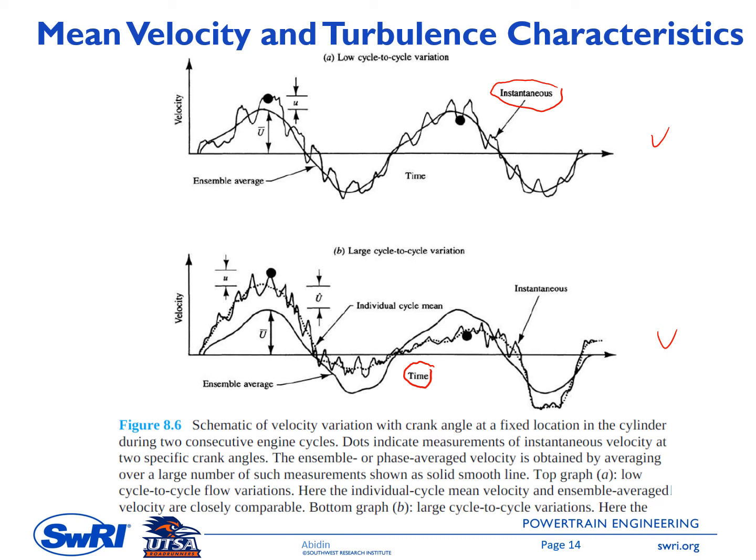Moving to picture B on the lower side, we have the dotted line here that represents the individual cycle mean.